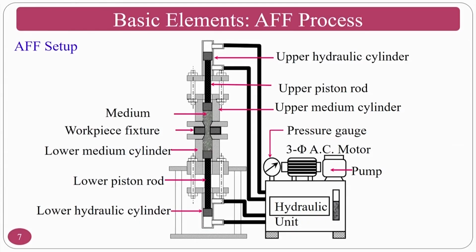If you look at the AFF process as such, you have a lot of elements, and we will see the individual elements in the upcoming slides. This is how the abrasive flow finishing process looks. The hydraulic unit is connected to the lower hydraulic cylinder and the upper hydraulic cylinder, because there will be hydraulic fluid to actuate the upper and lower hydraulic cylinders so that the pistons will move. You can see the lower medium cylinder and upper medium cylinder. These are the most important things.